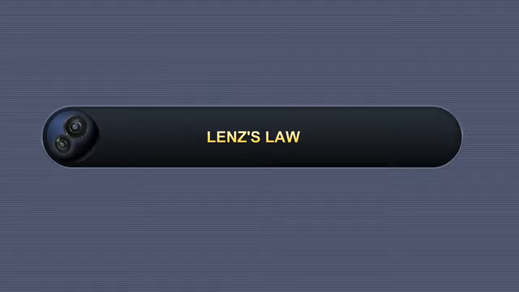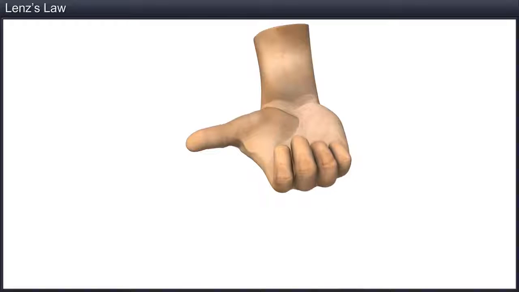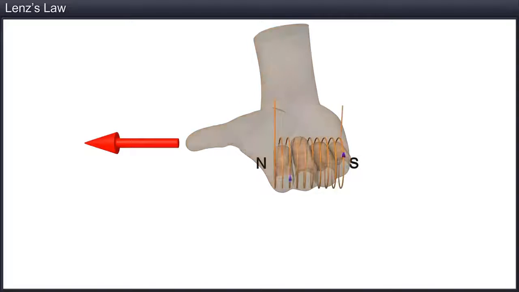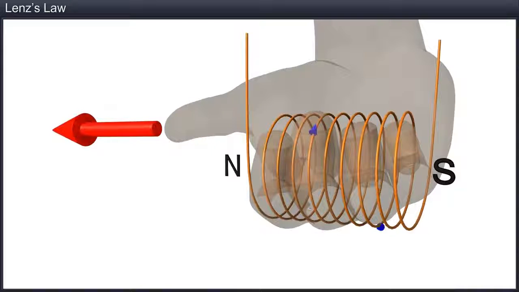In this module, you will learn about Lenz's law. Before attempting to learn about Lenz's law, let us first recapitulate the right-hand grip rule applied to a current-carrying coil. Consider a right-hand fist with the thumb extending out. If the fingers are wrapped in a circle pointing in the direction of the current through the coil, then the thumb points towards the end of the coil, indicating the north pole.